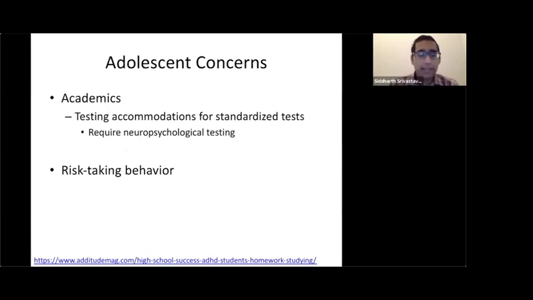During adolescence, academics are of course a huge concern. So if standardized testing is a possibility for a child with HIVEP2 disorder who's higher functioning, then getting extra time requires neuropsych testing and other logistics before it may be approved. And kids with ADHD can be impulsive, and this can amplify some of the risk-taking behavior that occurs during adolescence, so you have to be mindful of that.